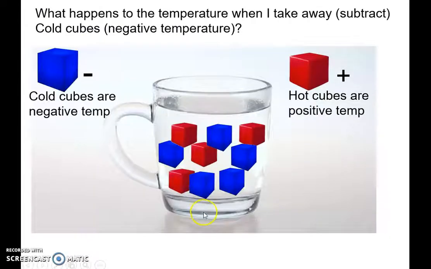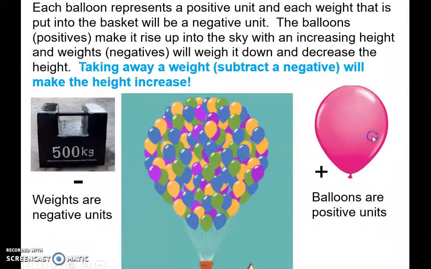How about this example? We've got a cup of water. Cold cubes will represent a negative temperature. Hot cubes will represent a positive temperature. So what happens if I take away a cold cube? I'm taking away a negative, and my temperature will actually increase. All right, do you see how that works? So that's kind of a cool way to think about how taking away a negative actually becomes a positive.